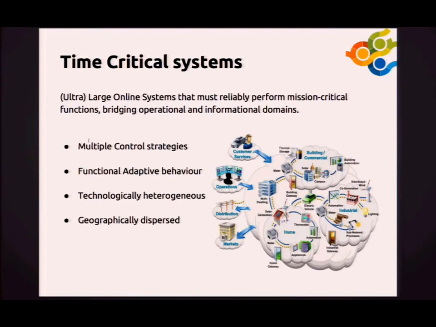So if you put them in bullet points, we're talking about multiple control strategies. We have SCADA systems, we have processes or subsystems that require real-time requirements on data transfer and operations. But we also talk about functional adaptive systems. The deployment or the functions within the system can change at any time, or should change at any time. Maybe when a subsystem in the grid fails, we need to reroute all the energy distribution in the network, and that's a very critical, time-sensitive process that needs to work. They're technically heterogeneous, obviously, because of all these domains, and geographically dispersed.